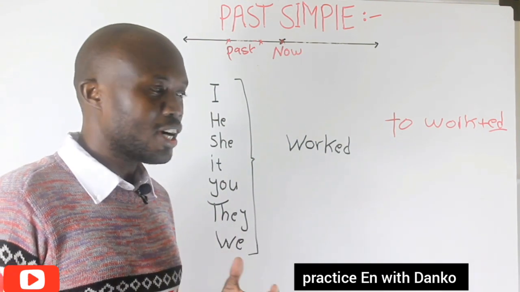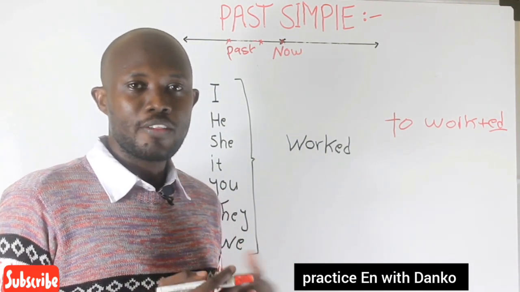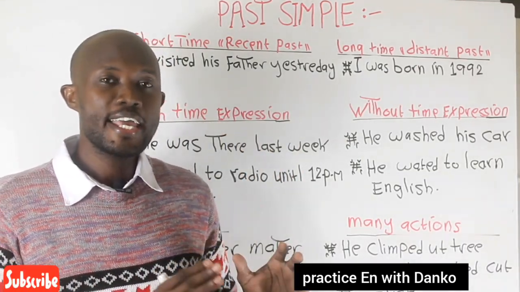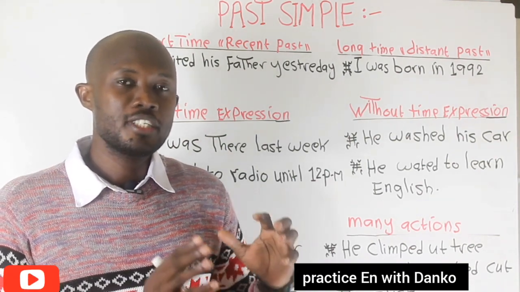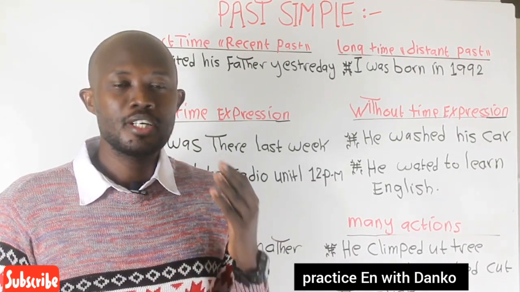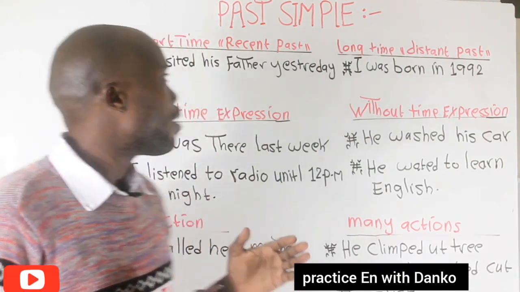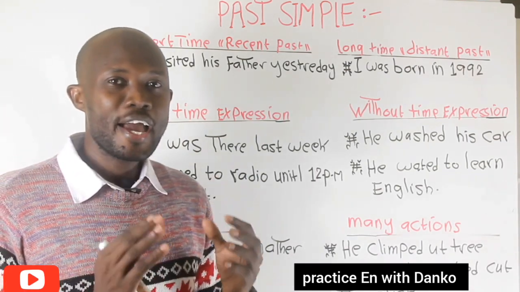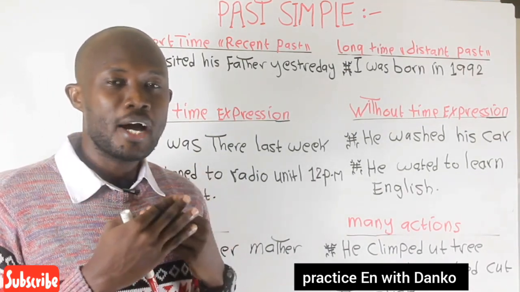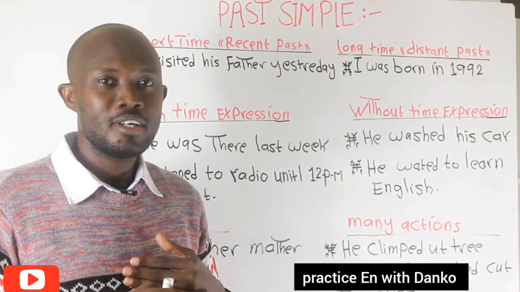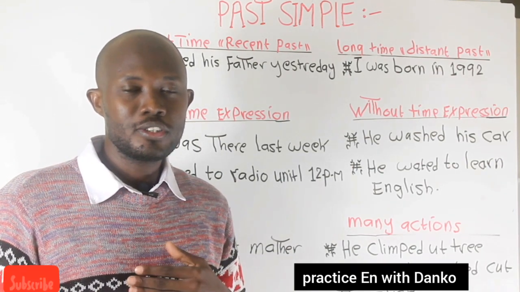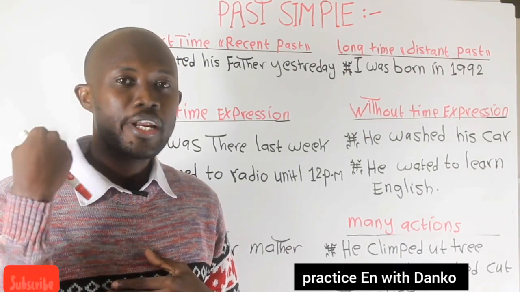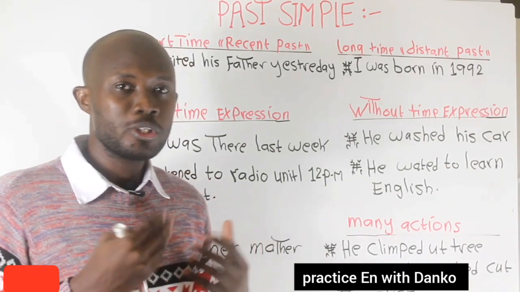So let's look at the other part. In this part, we're going to talk about the different times of the actions, or the different positions to use the past simple tense. As you see here, a short time. So when we have to talk about the past, but at short times. For example, you are in the afternoon, but you want to talk about something that happened in the morning. How to express that?